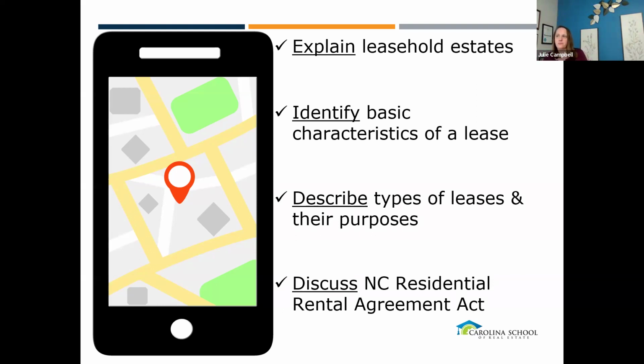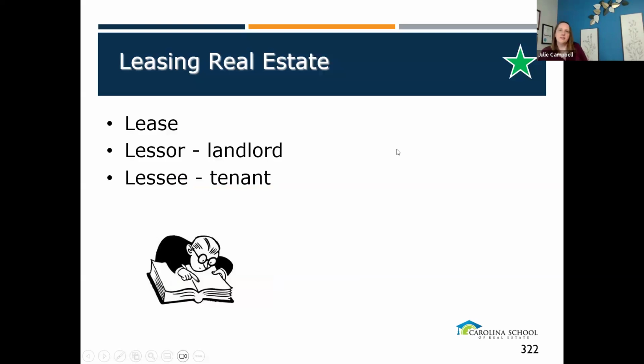So let's start with defining some words. The lease is the agreement between the lessor and the lessee. It's a bilateral agreement, which means both parties have duties and obligations to each other. The lessor, or the giver of the lease, is the landlord. The lessee, or the receiver of the lease, is the tenant.